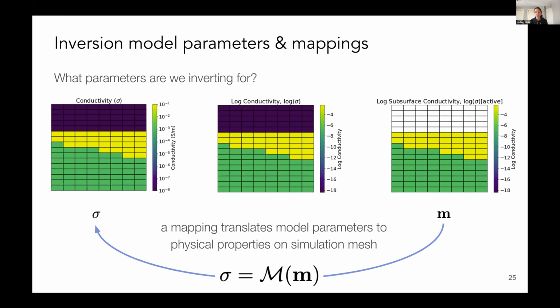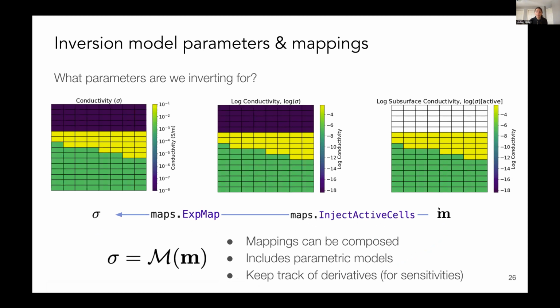So the first thing we want to do when starting from our model parameters here is add back those inactive cells, sorry, so add back our air cells. And then this is in log conductivity space, so we need to take the exponential so that we're working with a physical property. So this is a simple example of a mapping that can be composed.